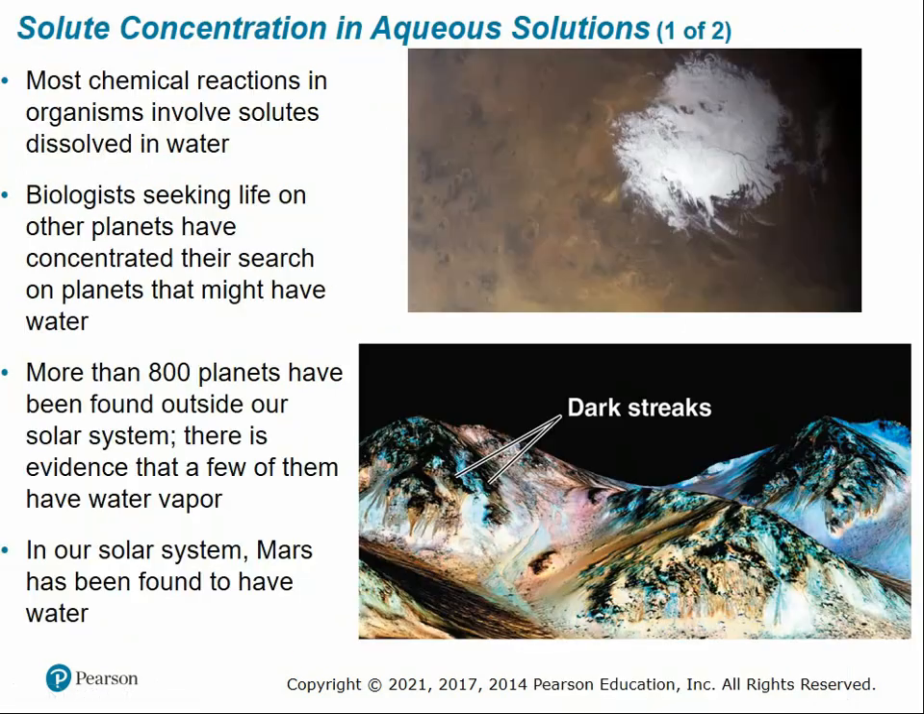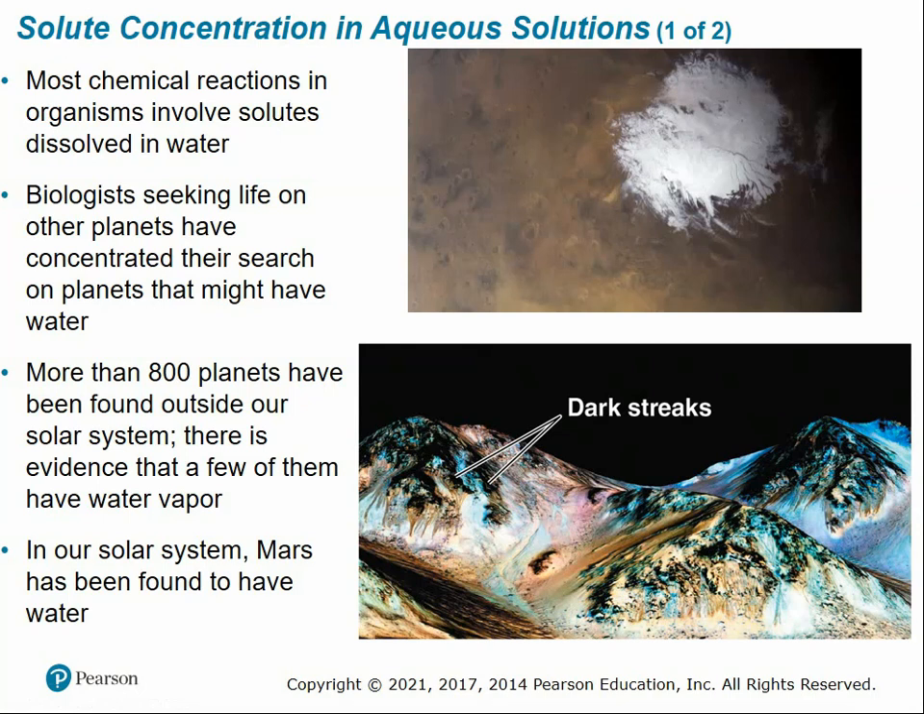We said water was important because it's going to facilitate a lot of our biochemical reactions in the cell. So most chemical reactions in organisms, in organic chemistry, are going to involve solutes dissolved in water. So again, this is why one of the key clues when we look for life on other planets would be the presence of water, because life as we know it cannot exist without water. So there have been over 800 planets discovered so far outside of our solar system, but only evidence that very few of them have or had water at some point.